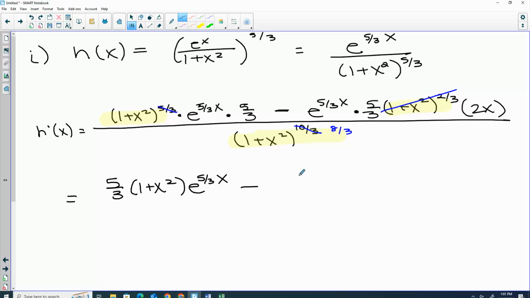Could you not multiply the 5/3 to the e to the 5/3 x? I mean, you could write it. It's just going to be a coefficient. It won't change your exponent. Yeah, but could I have both of them out? Yeah. Multiplication can happen in any order. Here 5/3 times 2x would be 10/3 x. Here the 5/3 x.